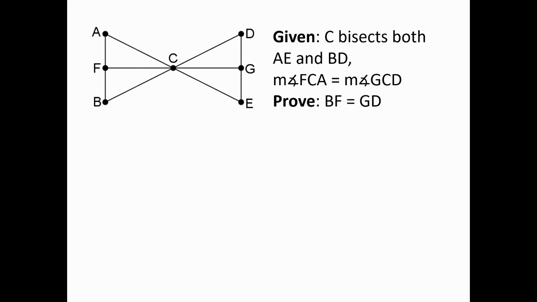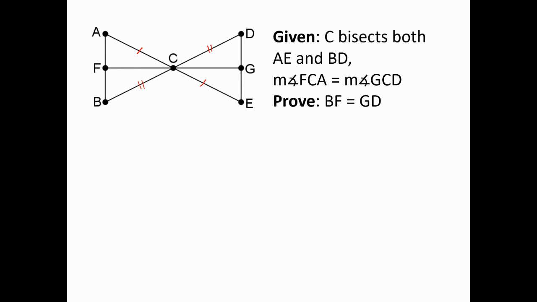All right, so here's what we've got. The diagram looks very much like the previous diagram. I think it's identical, actually. And in this case, we're told that C bisects both AE and BD. Okay, so segment AE gets bisected, so we have two equal parts there. And segment BD gets bisected as well, so we have two equal parts, as I have just marked.